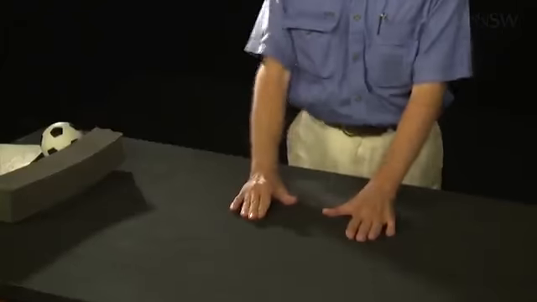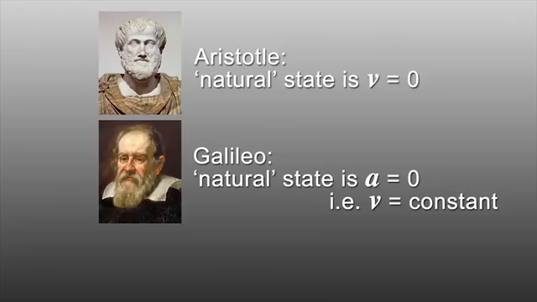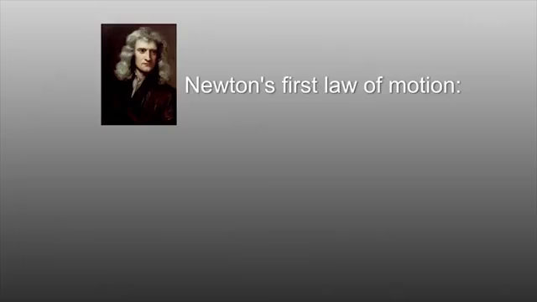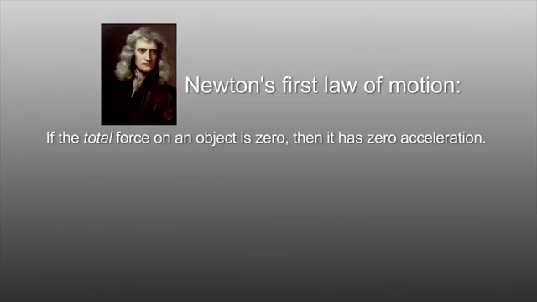This was a revolutionary idea. For Aristotle, ordinary objects tended to stop. Their natural state was zero velocity. For Galileo, the natural state is zero acceleration, i.e. constant velocity. This is formalised in Newton's first law. If the total force on an object is zero, then it has zero acceleration.